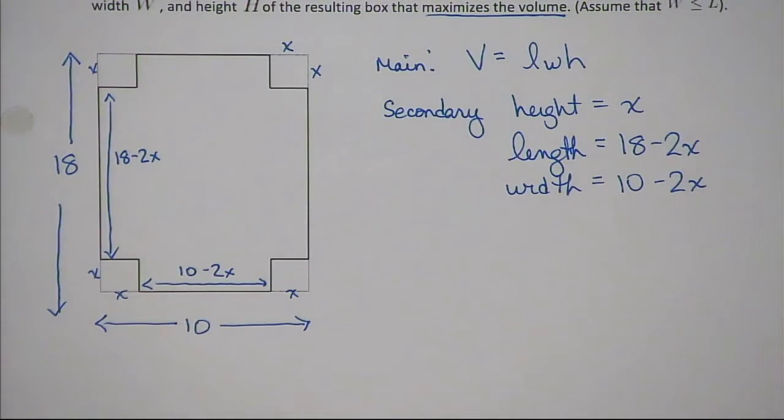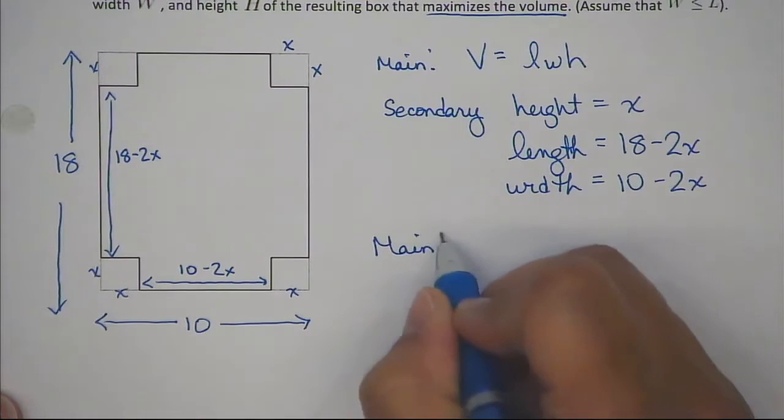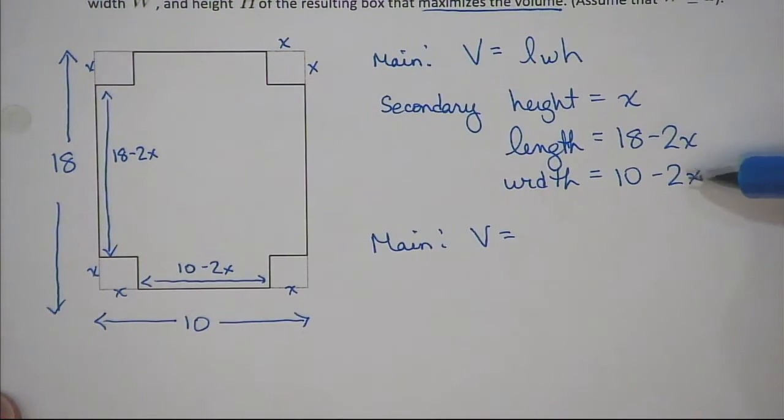So I'm going to substitute. This is that step number 4 up above. We're going to put in all of these secondary equations into the main equation so that we only have one variable. Okay, so we're going to go back to the main. And instead of doing the volume is length times width times height, we're going to substitute in these guys.